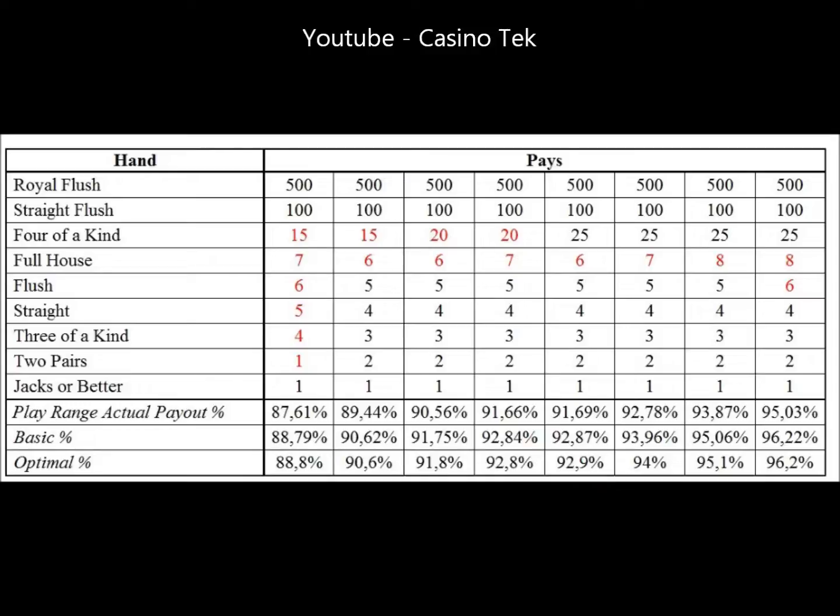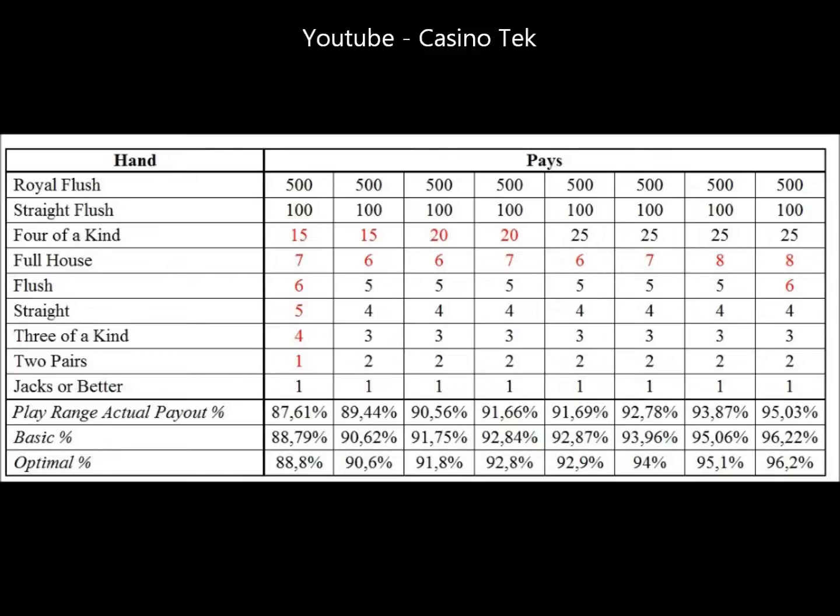Look at the paying hands highlighted in red, and notice the changes from the 2 pairs to the 4 of a kind. And such changes increase or decrease the game's total payout percentage ratio. On the first pay table, the flush pays 6 and the full house 7 and the straight 5 and 3 of a kind 4. But the 4 of a kind pays only 15, and the 2 pairs only 1. Making this game a low payout ratio of over 87%.